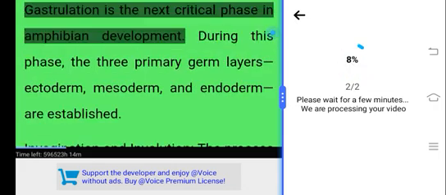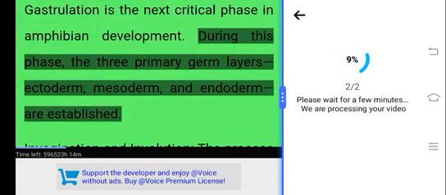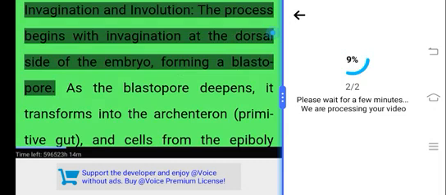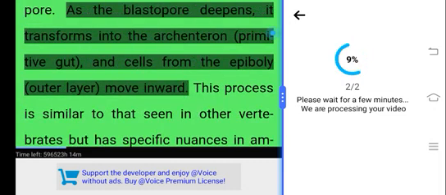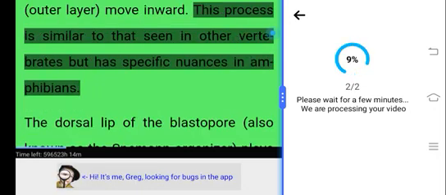3. Gastrulation. Gastrulation is the next critical phase in amphibian development. During this phase, the three primary germ layers, ectoderm, mesoderm, and endoderm, are established. Invagination and involution. The process begins with invagination at the dorsal side of the embryo, forming a blastopore. As the blastopore deepens, it transforms into the archenteron, the primitive gut, and cells from the epibolic outer layer move inward. This process is similar to that seen in other vertebrates but has specific nuances in amphibians.